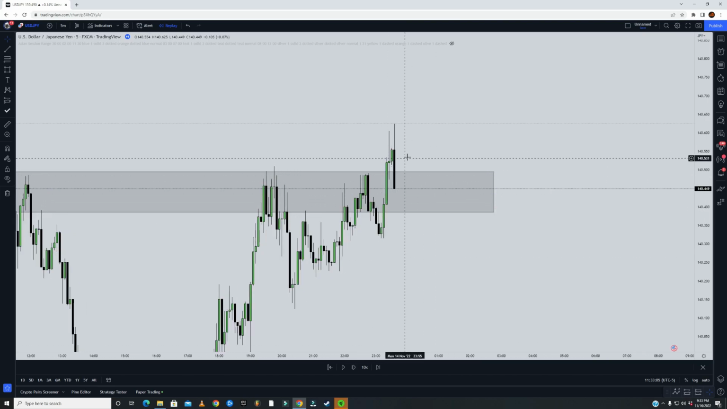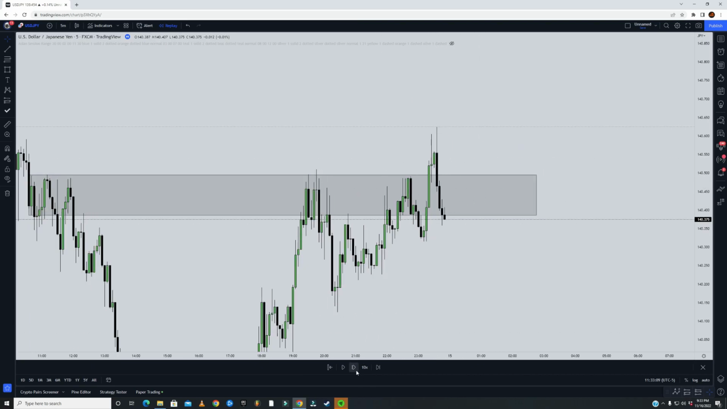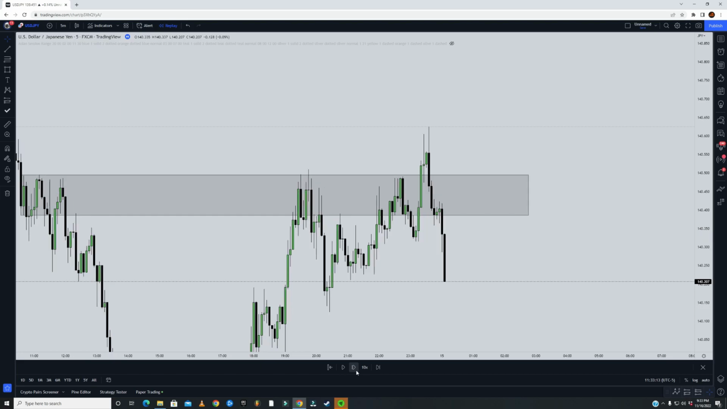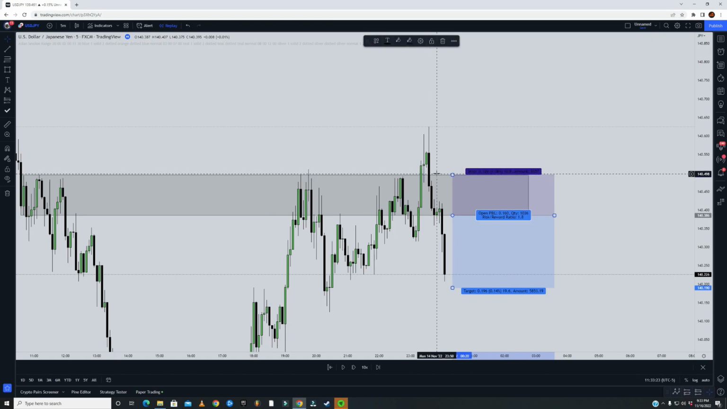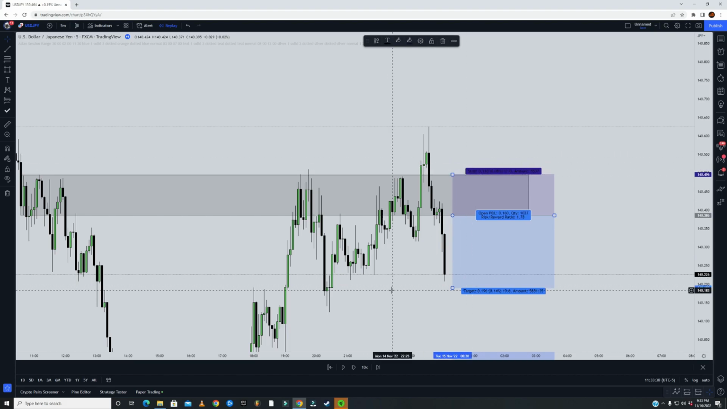And as you can see, price faked out above this level. So I will wait for price to come back below and close below this level. And as you can see, we have decent momentum. So now what I can do is I can take my entry right from the retest of this level, and I can put my stop loss here. You can notice that there's some fair value gap, right?